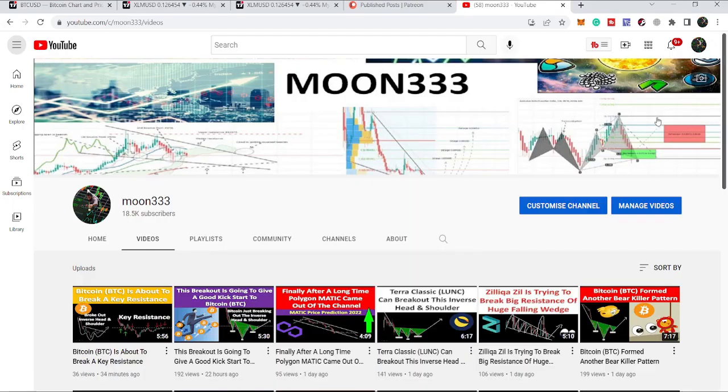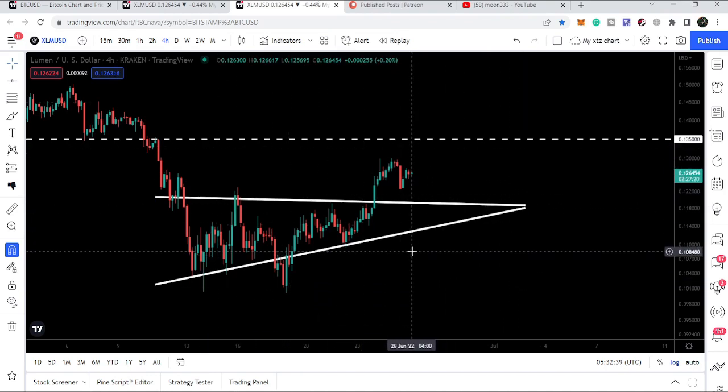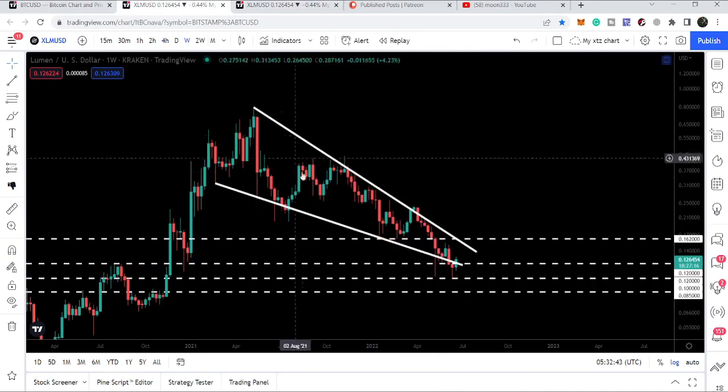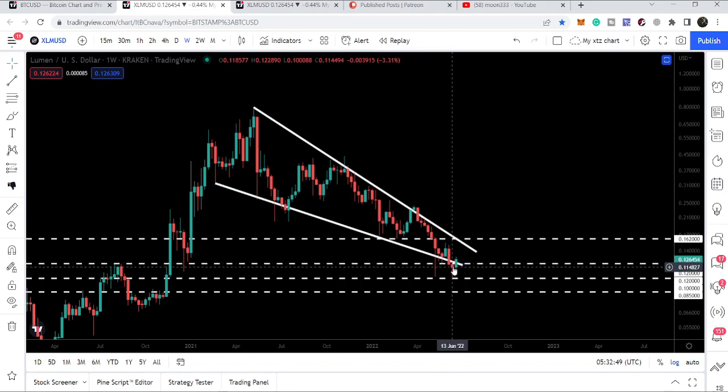Welcome to the new update on Stellar Coin. Stellar has broken out of the resistance of the triangle that I was showing you in my previous video, and at the same time it has re-entered the same falling wedge pattern that was broken down in the previous week. In today's video we will take a look at the next expected move of Stellar.